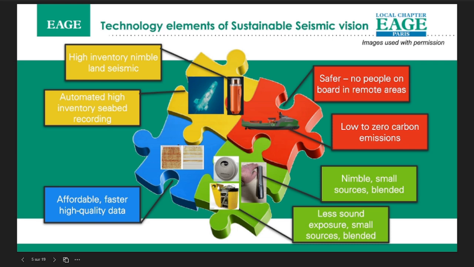We have then in yellow, the receiver side. So we need automated high inventory on the seabed, and we need high inventory, nimble on land. Less automated because it's a much easier environment to work in, but there is scope for automation. It's just not the first priority. In green then, we have the source side, and again, smaller sources, less emissions, but also more portable, less footprint on that side.